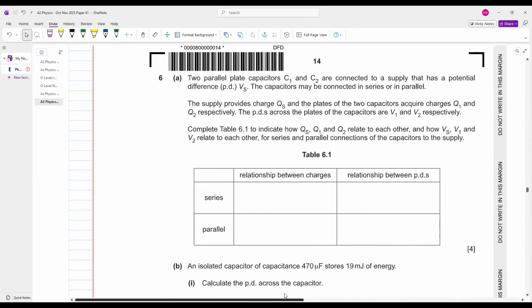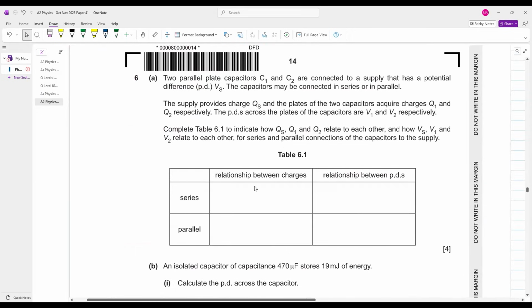अच्छा जी. क्या लिखा हुआ है? Two parallel plate capacitors C1 and C2 are connected to a supply that has a potential of Vs. The capacitors may be connected in series or in parallel. अच्छा जी, capacitors को आप series में भी connect कर सकते हो, parallel में भी connect कर सकते हो. The supply provides charge Qs and the plates of the two capacitors acquire charge Q1 and Q2 respectively. The potential differences across the plates of the capacitors are V1 and V2.